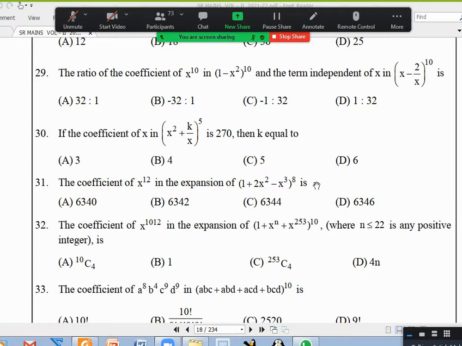Okay, 29. They wanted the ratio of the coefficient of x power 10 in (1 minus x square) whole power 10, and the term independent of x, power 0, in (x minus 2 by x) whole power 10. What's the ratio? Okay.